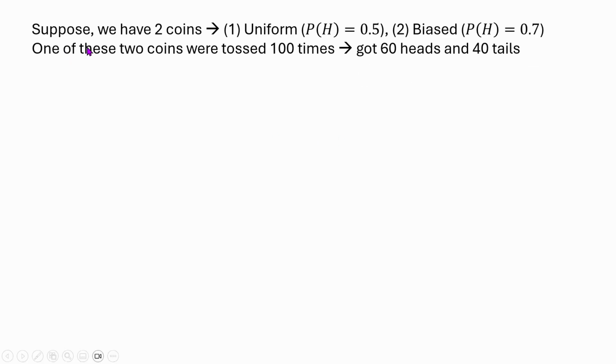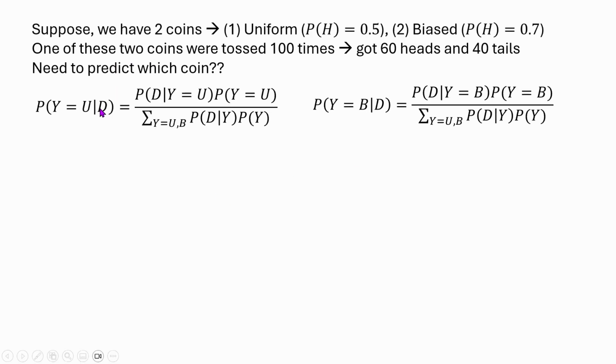Now one of these two coins was tossed 100 times. After tossing that coin 100 times, we got 60 heads and 40 tails. The question is, which coin was it? So we had two coins, we know their probabilities, and one of those was tossed, and we have the data for that, but we don't know which coin was tossed. We need to predict that coin. Okay, so it's very simple.